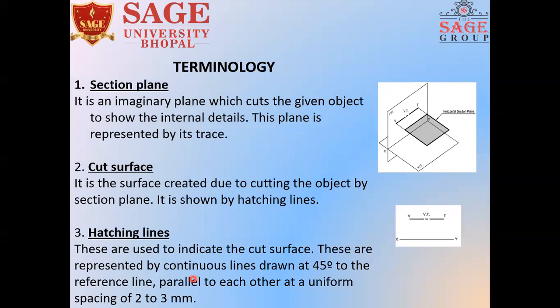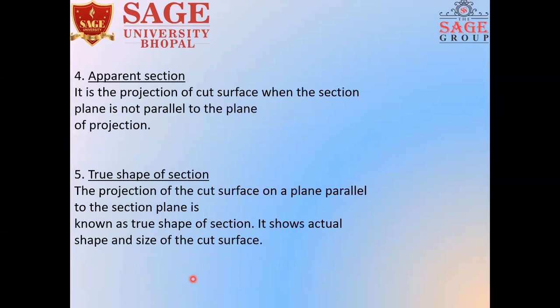They are drawn at 45 degrees to the reference line, parallel to each other at a uniform spacing of 2 to 3 mm. Fourth is the apparent section. It is the projection of the cut surface when the section plane is not parallel to the plane of projection. It is called the apparent section, but it is rarely used. Now, fifth is very important, the true shape of the section, because it is a must for everything. The projection of the cut surface on a plane parallel to the section plane is known as the true shape of the section. It shows the actual shape and size of the cut surface.